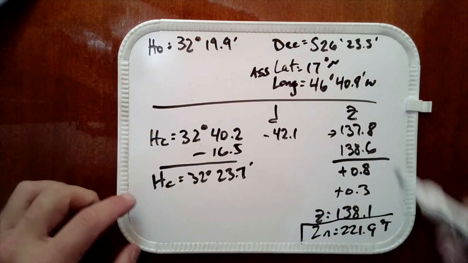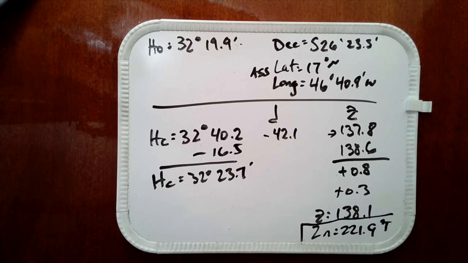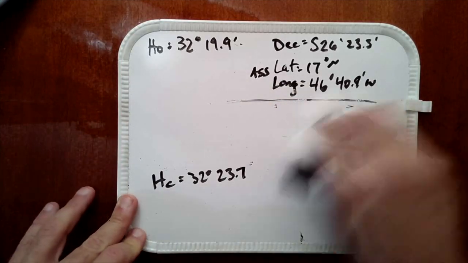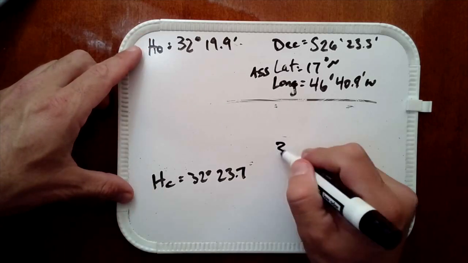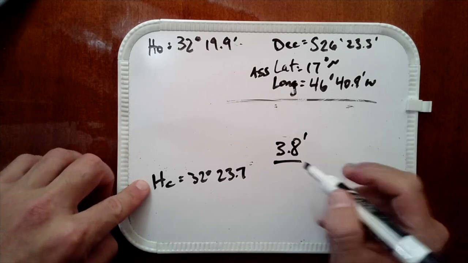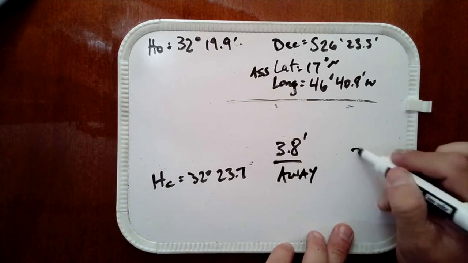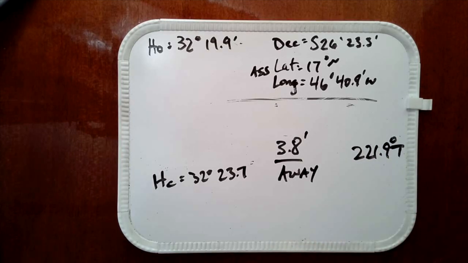For step 5, we'll compare our computed and our observed altitude. So let's get rid of the rest of this stuff. And the difference between these two ends up being 3.8 minutes. And since the computed is greater, we're away. We already got our azimuth. It was 221.9 degrees true. We corrected the azimuth and then applied the azimuth rules.